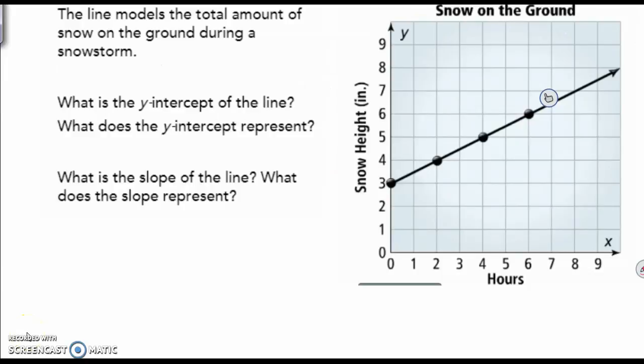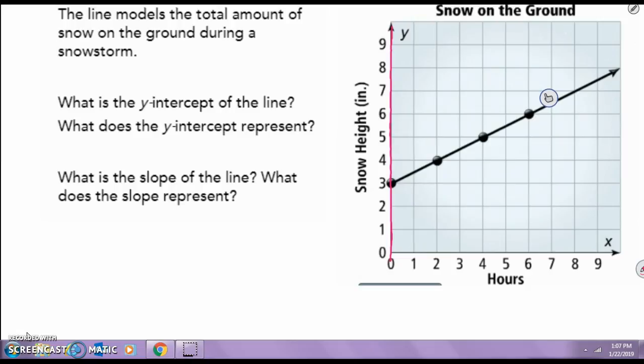The line models the total amount of snow on the ground during a snowstorm. What is the y-intercept of the line? What does the y-intercept represent? Remember, the y-intercept is where it crosses the y-axis. So as you can see, 3 will be my y-intercept.